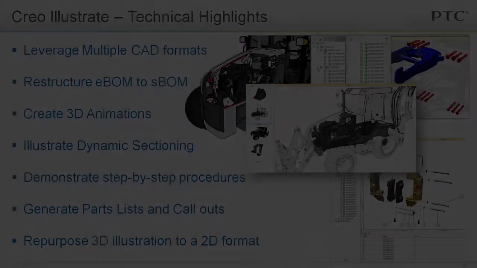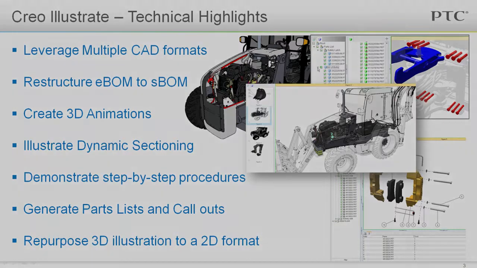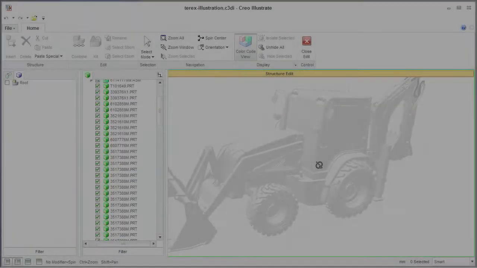Creo Illustrate allows the illustrator to interact with the design data and its structure from an existing engineering design. This interaction is associative and stays intact throughout the illustration's life cycle, so that as engineering design changes or service procedure updates occur, the change process can be automated for all related illustrations. Let's take a closer look at Creo Illustrate.